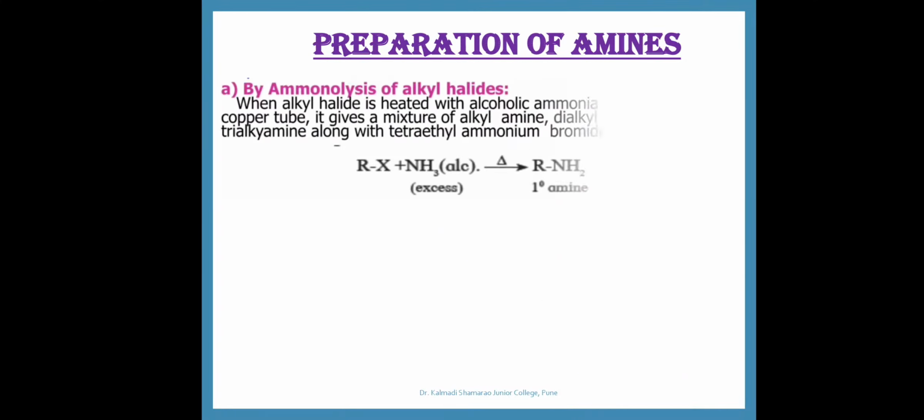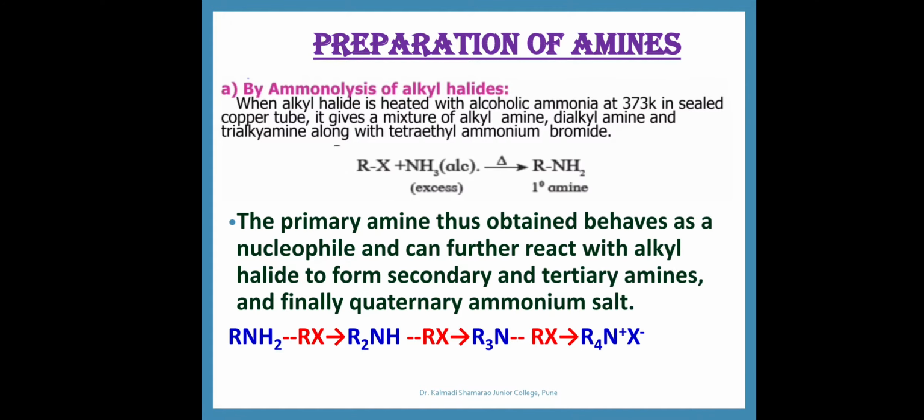So let's begin. Let us see first the preparation of amine, that is by ammonolysis of alkyl halide. Alkyl halide, when heated with alcoholic ammonia at 373 Kelvin in a sealed copper tube, gives a mixture of alkyl amine, dialkyl amine and trialkyl amine along with tetraethyl ammonium bromide. This is a reaction wherein RX plus NH3 in alcohol on heating gives you RNH2, which is a primary amine.